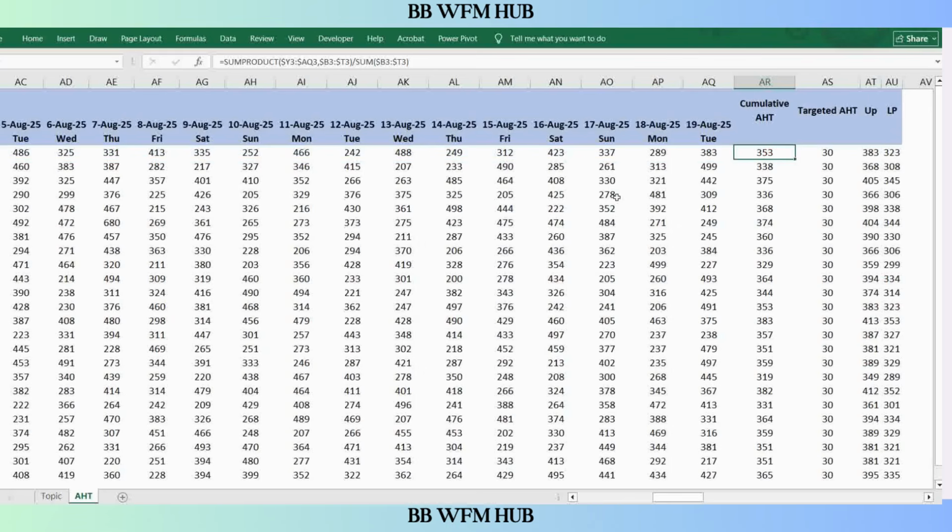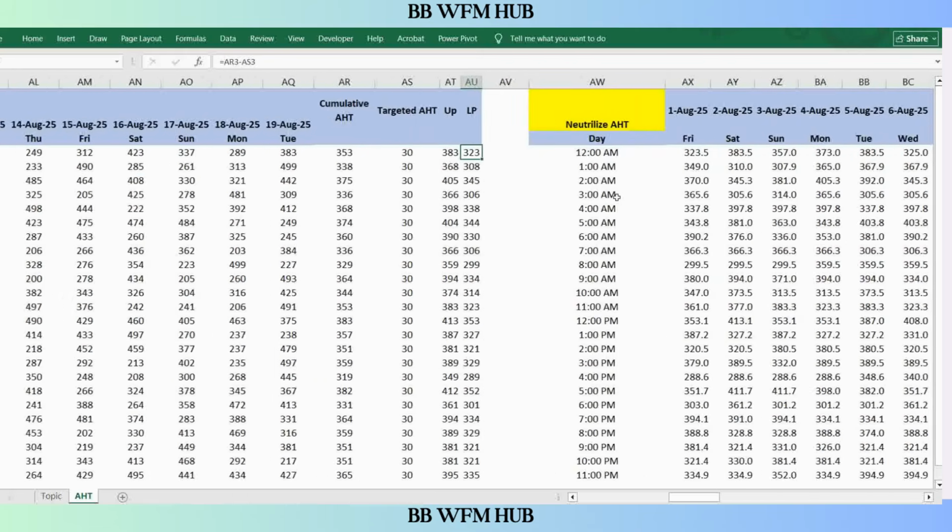With the cumulative AHT, we have the targeted AHT as well. What is the targeted AHT? For example, our partners are saying that the AHT must lie between 300 and 400 seconds, but they are also giving us a leverage of 30 seconds. For example, the AHT cannot exceed 430 seconds. So this 30 seconds is the targeted AHT, and with that we have calculated our upper limit and lower limit of the AHT.